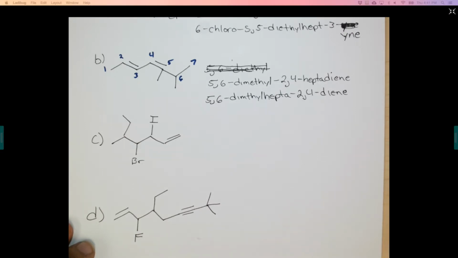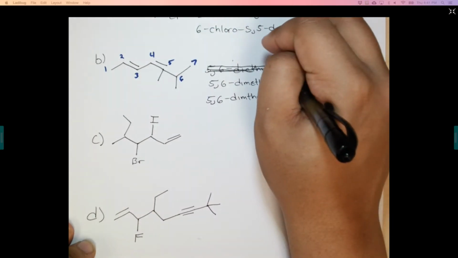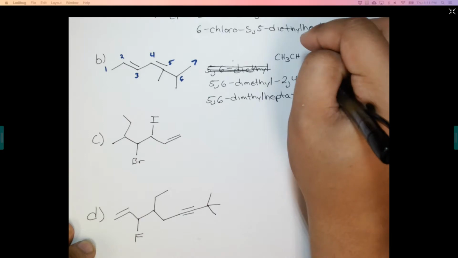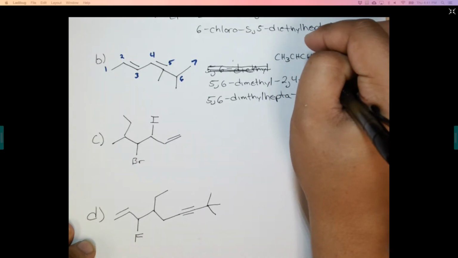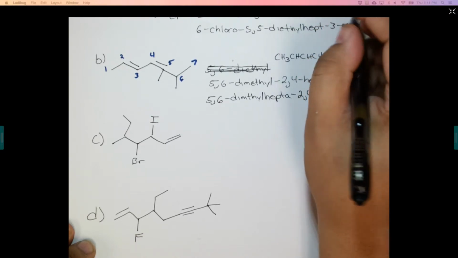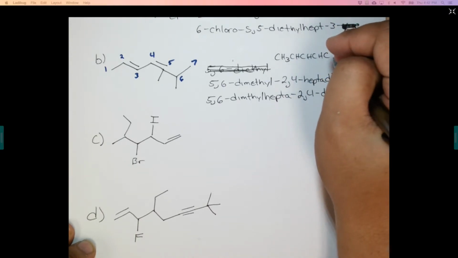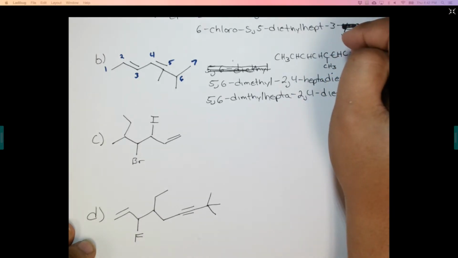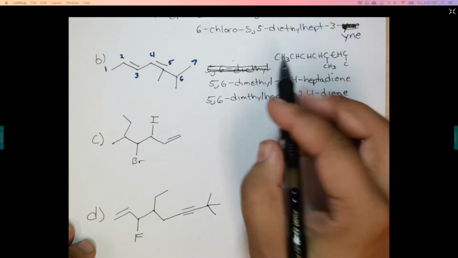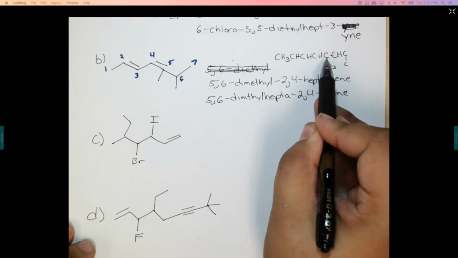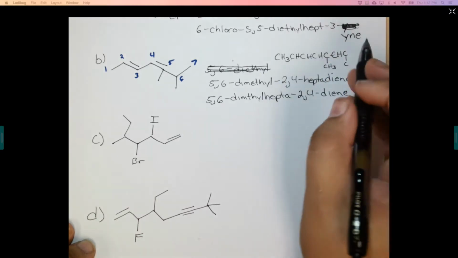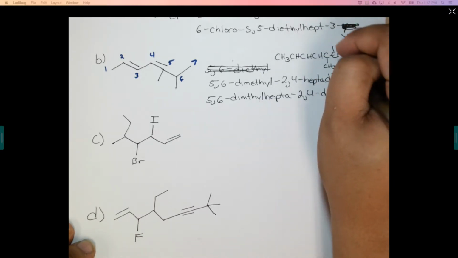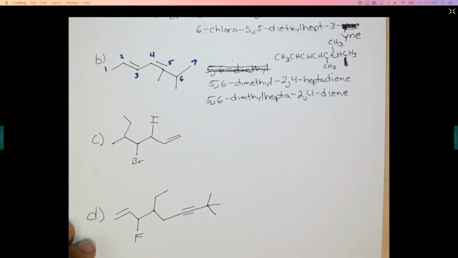And I didn't write the condensed formula for this guy, but the condensed formula will be CH3, CH, CH, CH, C, CH3, CH, C, so we got 1, 2, 3, 4, 5, 6, CH, and then this should be just CH3. We got our two ethyl groups there.